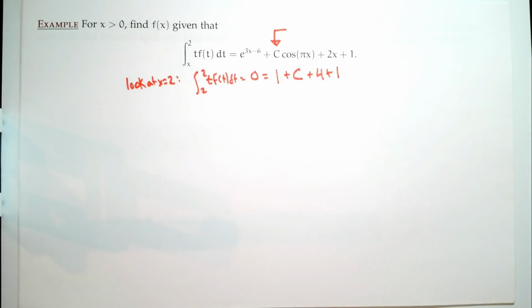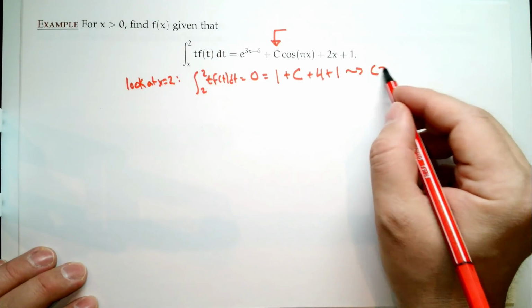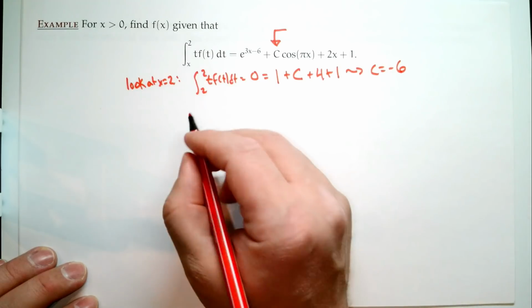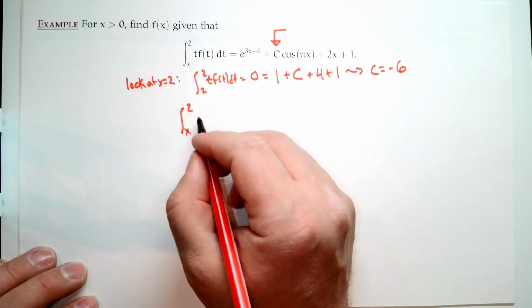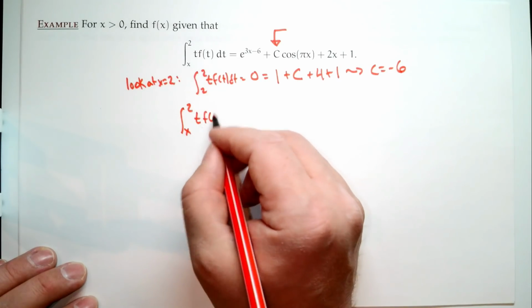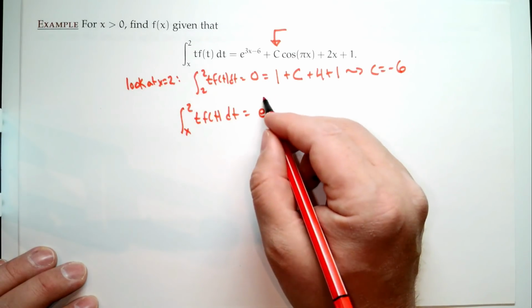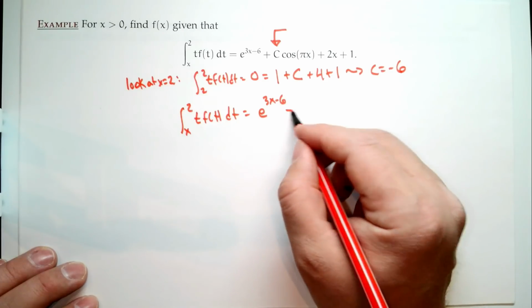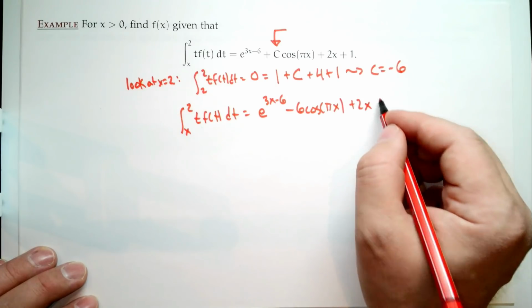So once we plug in x equals 2, we come to the conclusion that we better have c is equal to -6. Okay, so that's a little bit better. The integral from x to 2 of t f of t dt is e to the 3x minus 6 cosine of pi x plus 2x plus 1.